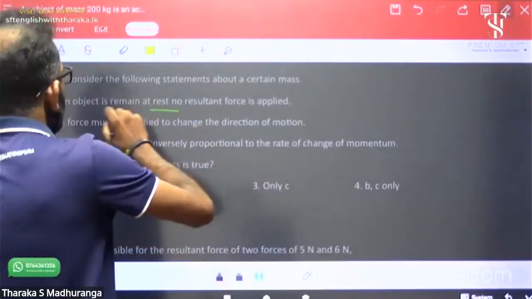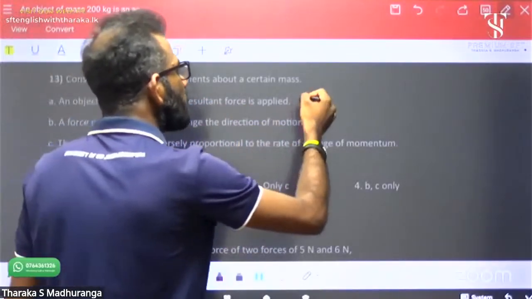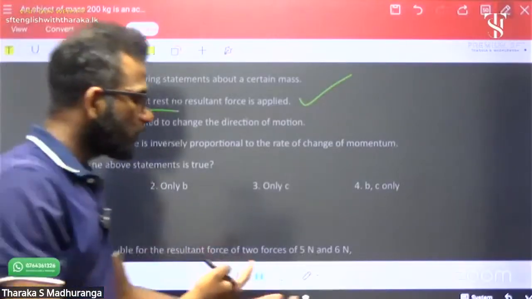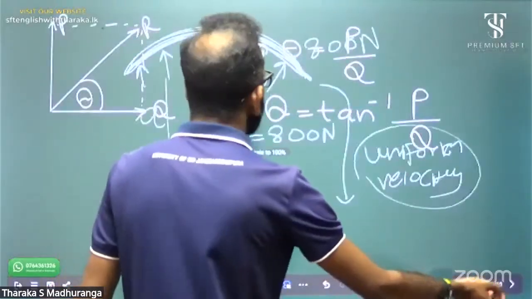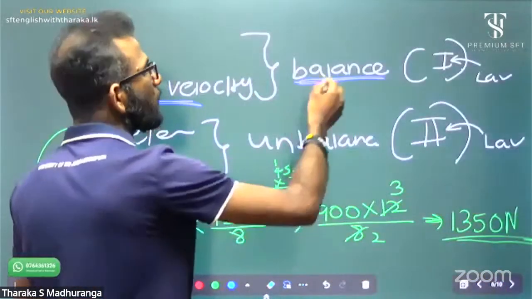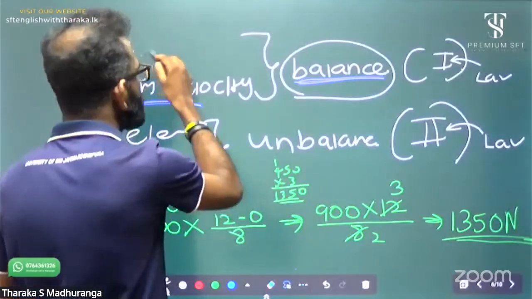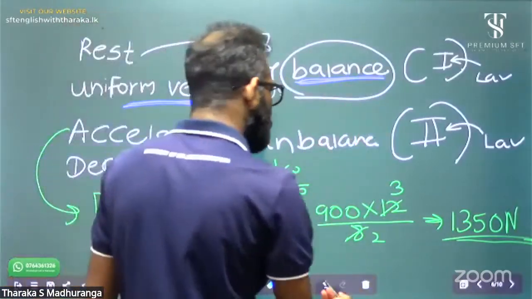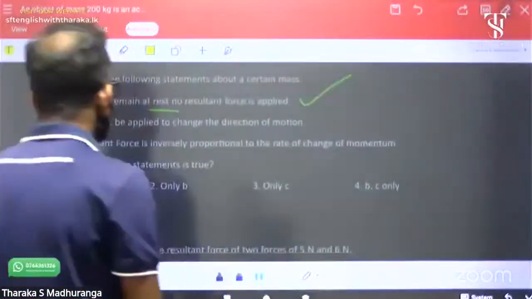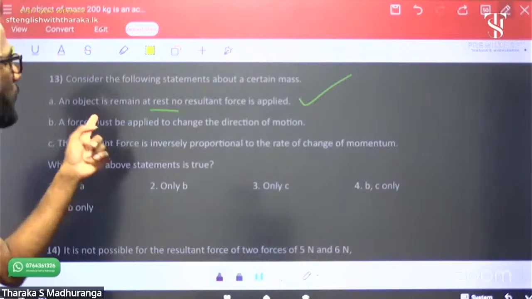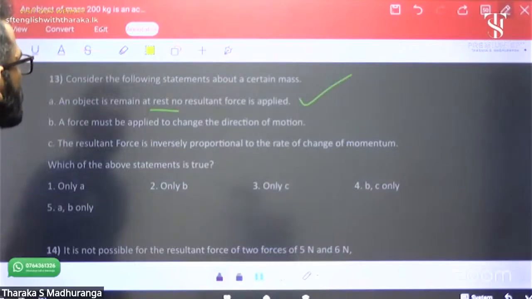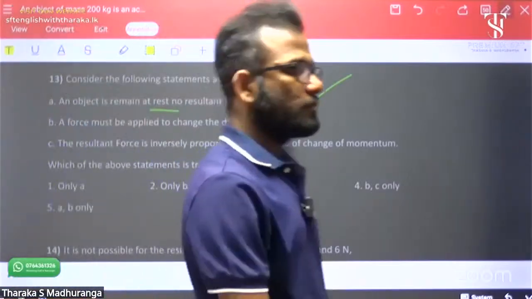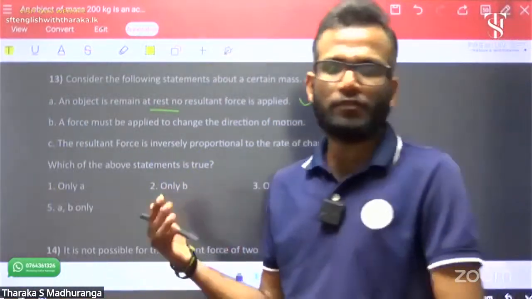It's the first law. An object remains at rest, no resultant force applied, definitely. I told you rest objects are balanced, right? Balance means no resultant force, no unbalanced force. Correct. A force must be applied to change the direction of motion. Yes, if you want to change the direction, we have to apply force. It's correct.